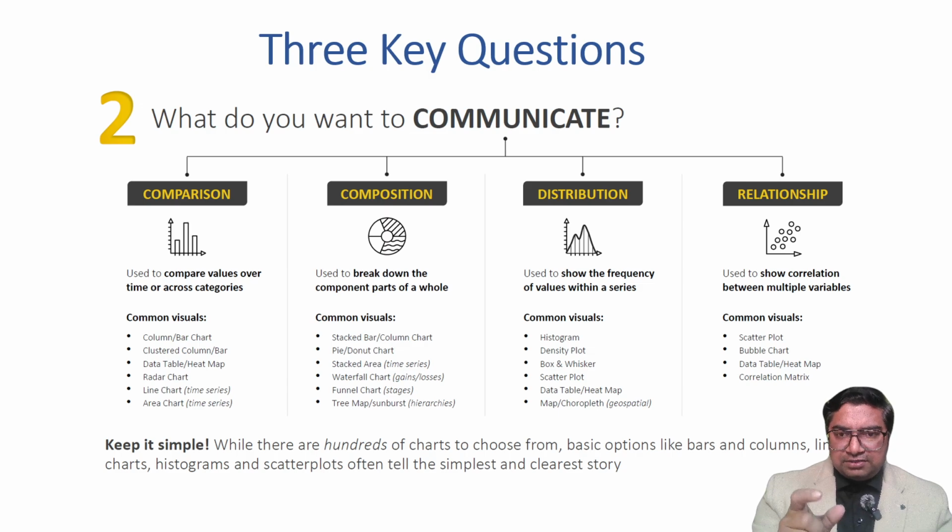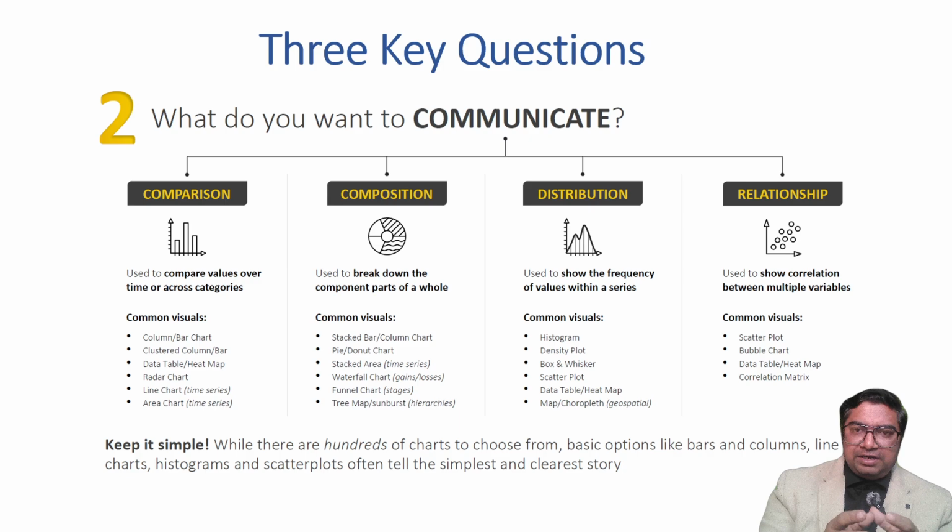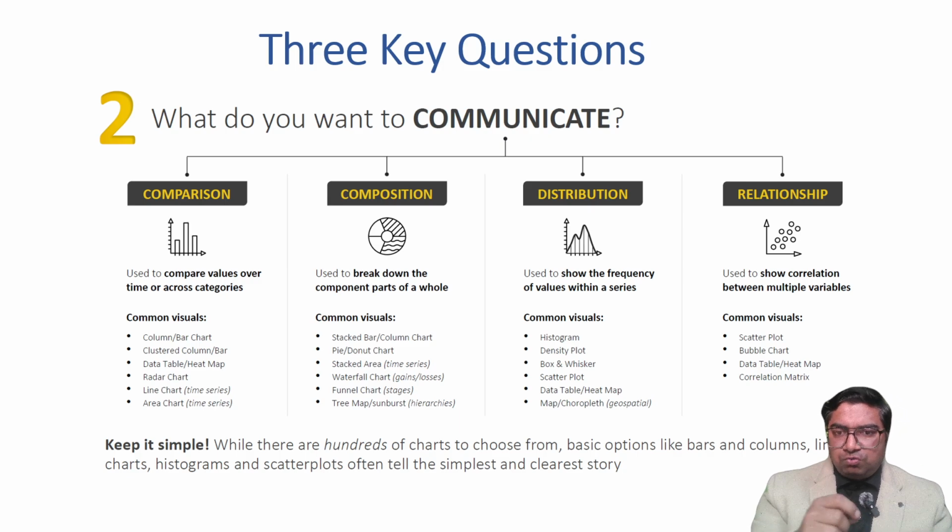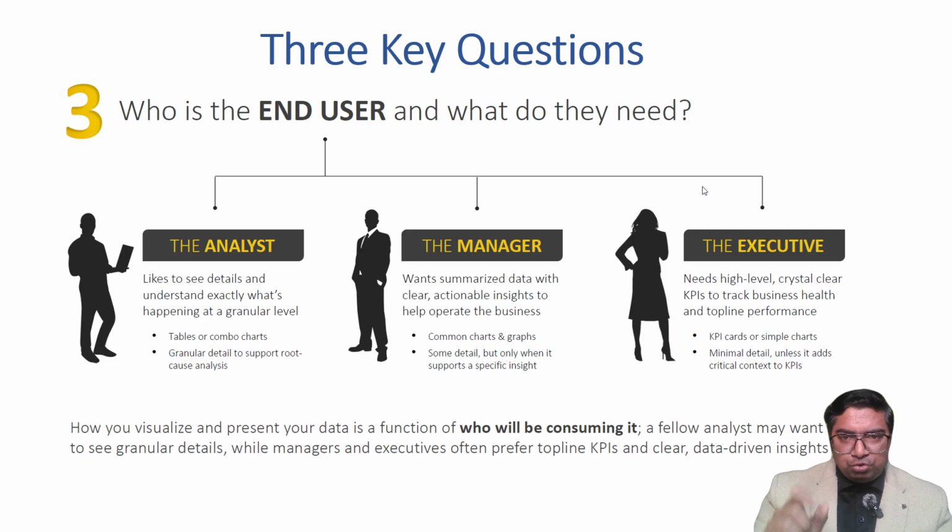Next, if the data is about distribution, what will you do? You simply use a histogram, box plot, scatter plot, or heat map. If the data is relationship data, you can make a scatter plot, bubble chart, heat map, or matrix. So if you understand what you want to communicate, you can understand what visual you want to make for that report or dashboard.